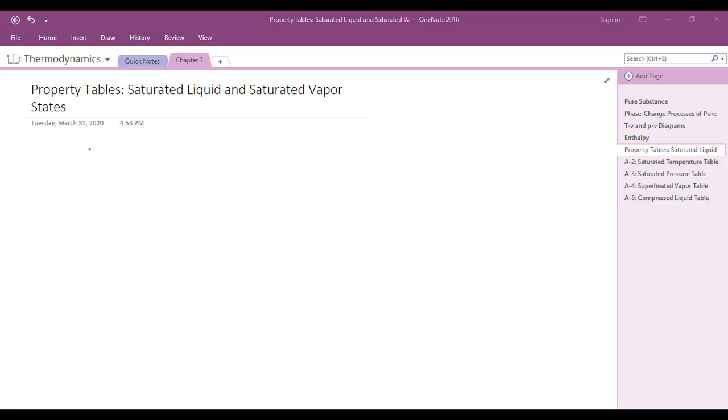Hello. In this section we will talk about the property tables. Property tables are used in fact to extract properties for different substances. Sometimes we need to know the properties in order to perform some calculations, let's say using the first law of thermodynamics. So we need to know the internal energy or the enthalpy.